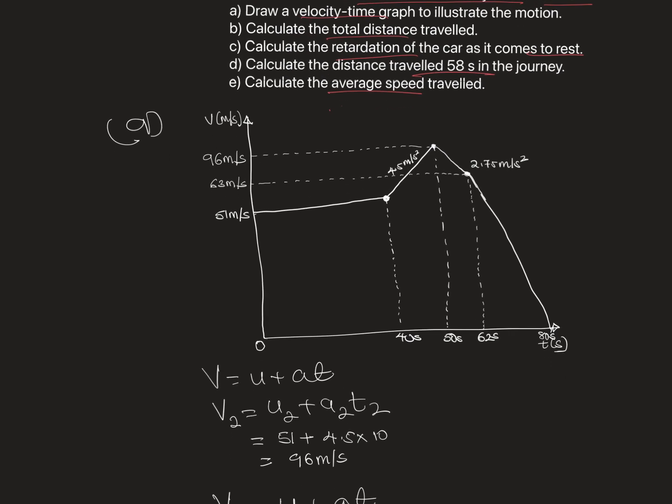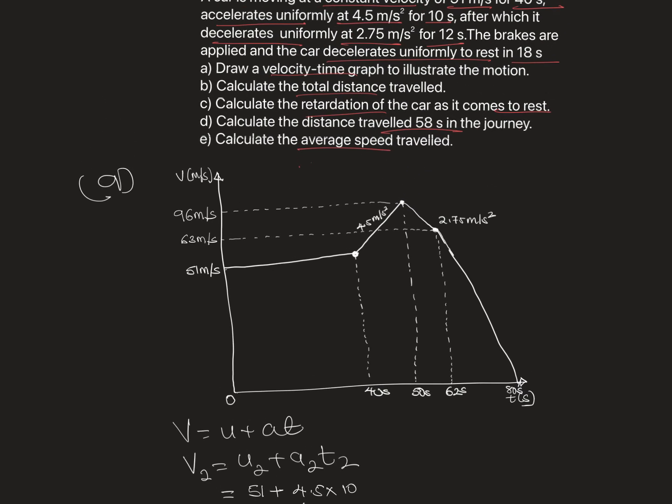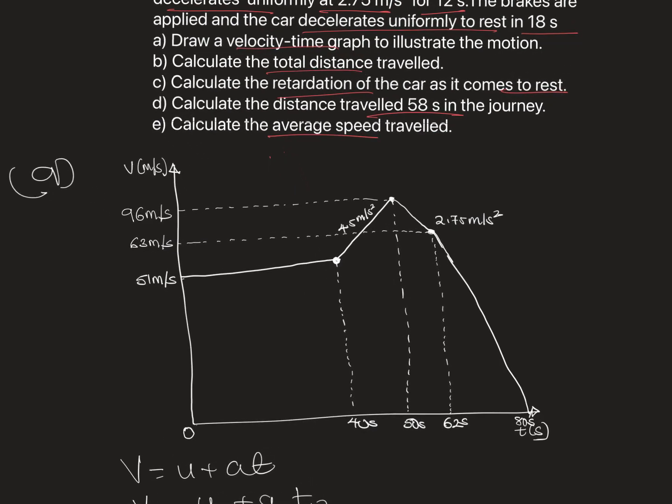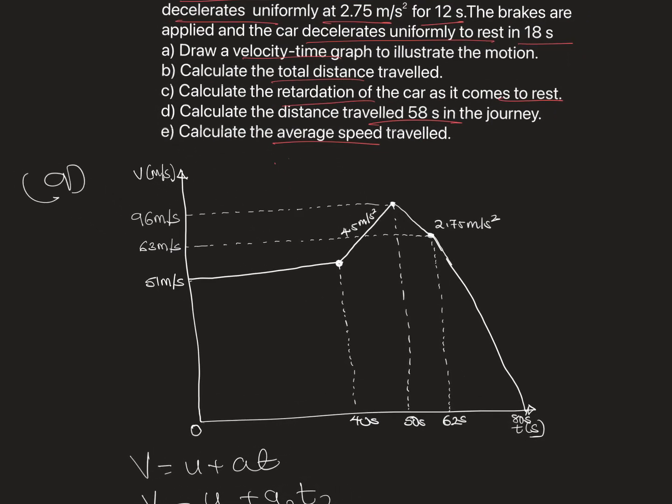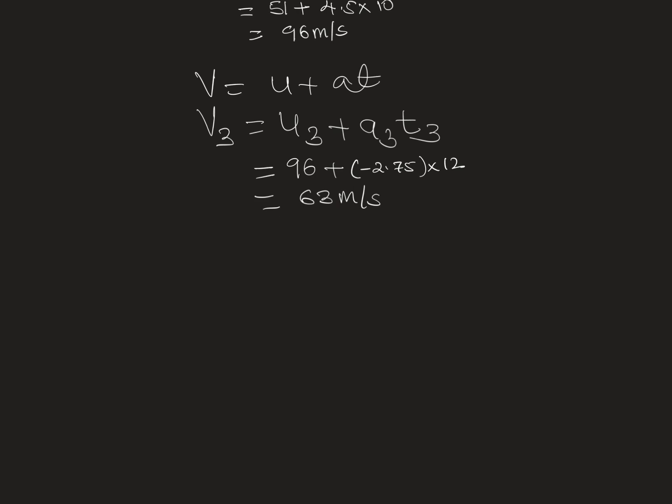Question B asks us to find the total distance traveled. Because the motion took place in 4 events, I can call this area S1, this area S2, this area S3, this area S4, and the sum total of the individual figures will give me the total distance. That's how you find the distance. So B, total distance traveled.